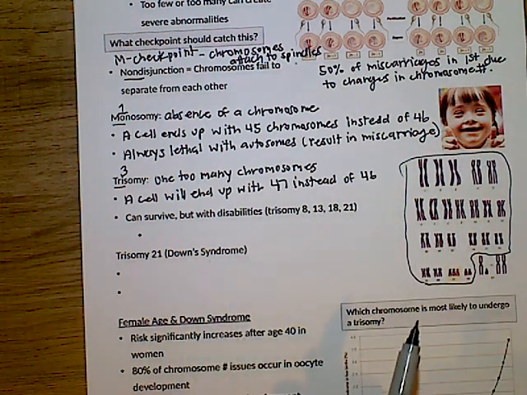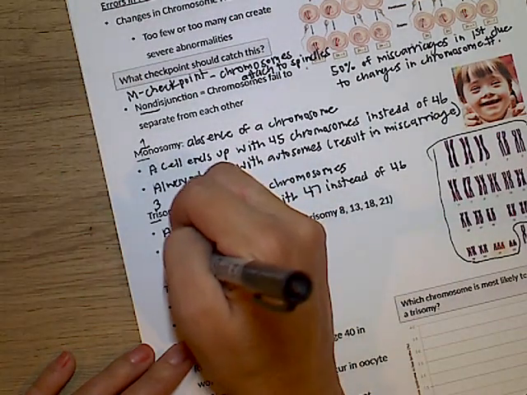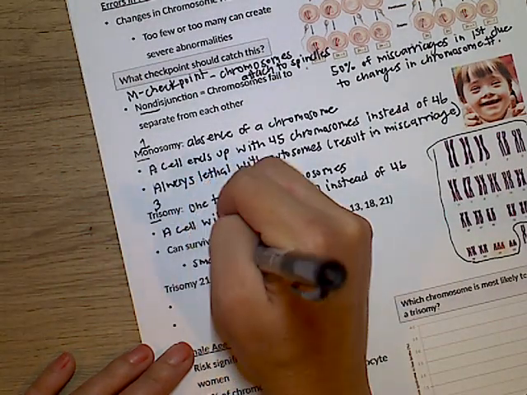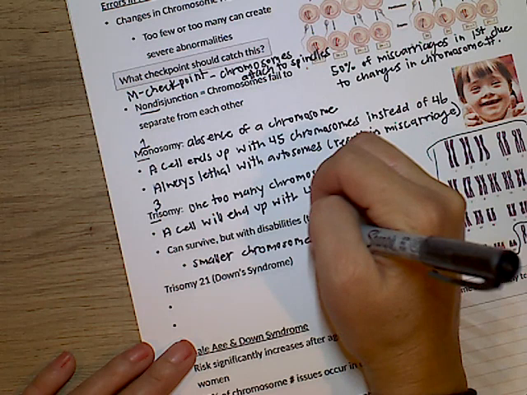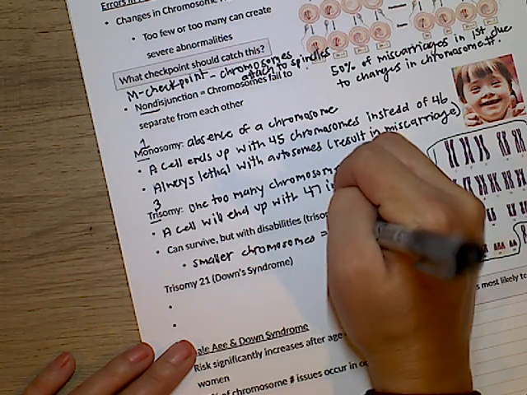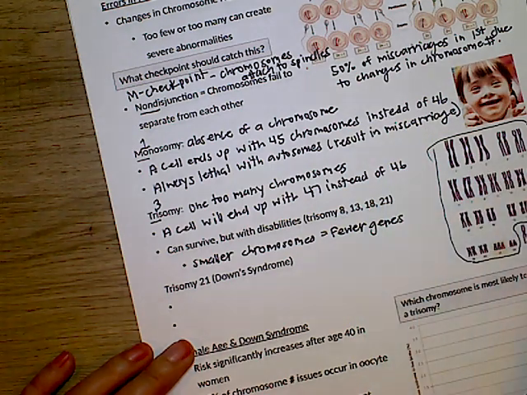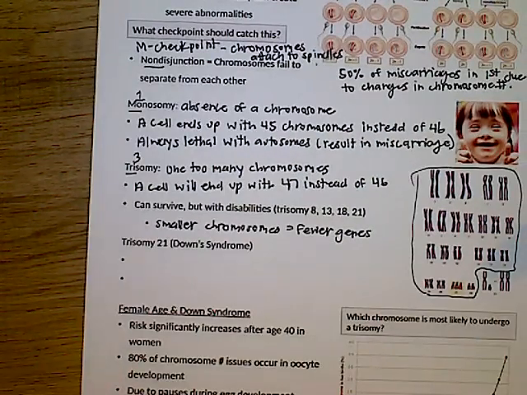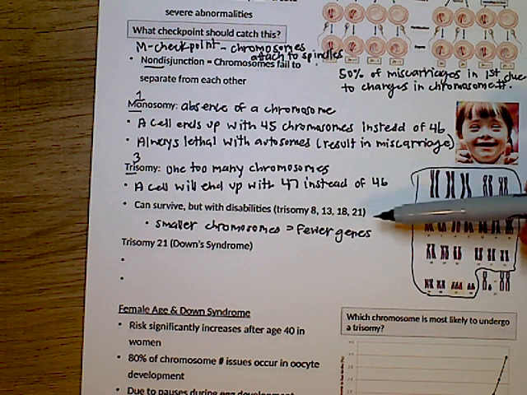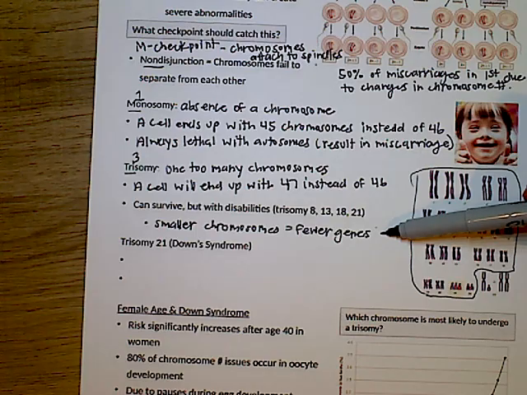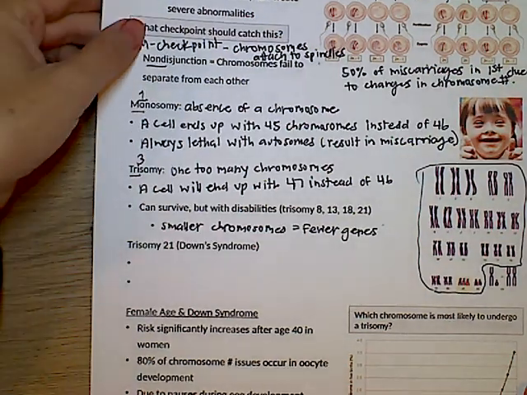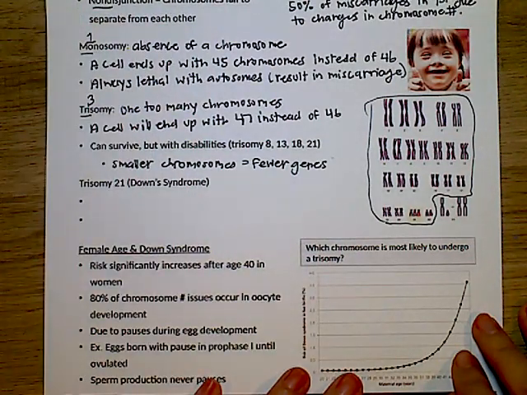You see that down here. And smaller chromosomes have fewer genes. That's kind of randomly thrown in there. I'm wondering if that means that it's less detrimental if you have a trisomy with a smaller chromosome. I'm not sure what that's going for there. I apologize. But yes, probably the most familiar is trisomy 21, which is Down syndrome.